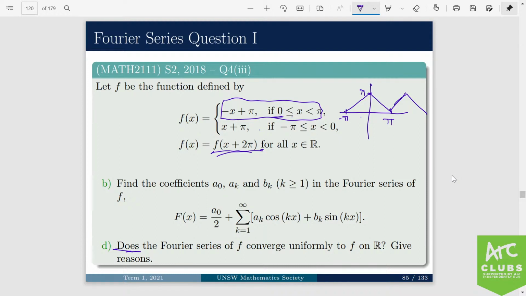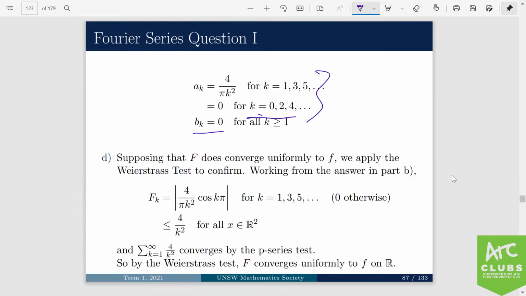One way a Fourier series wouldn't converge uniformly is if f isn't continuous, because our Fourier series is continuous, and if the function that we're replicating isn't continuous, then we can't replicate it at every point. However, this function is continuous, as you can see by this graph. So let's say it does converge uniformly. In that case, we just apply the Weierstrass test.